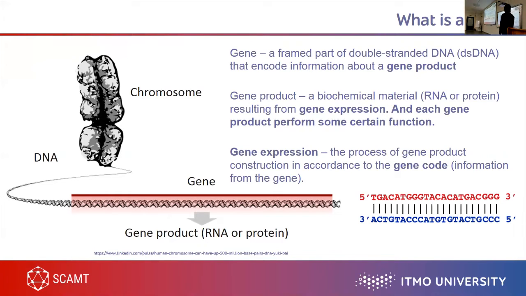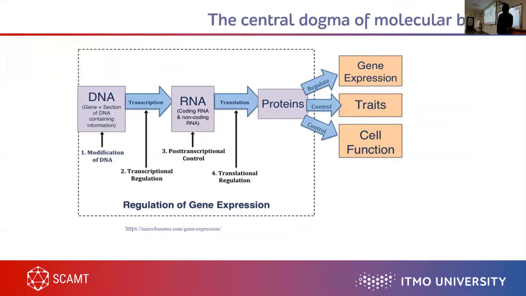Here you can see the double-stranded DNA, and as you can see, the double-stranded DNA is made of two sequences with some genetic code. Gene expression goes through the central dogma of molecular biology. So what does it mean? The central dogma of molecular biology is the rule that's used for gene expression.